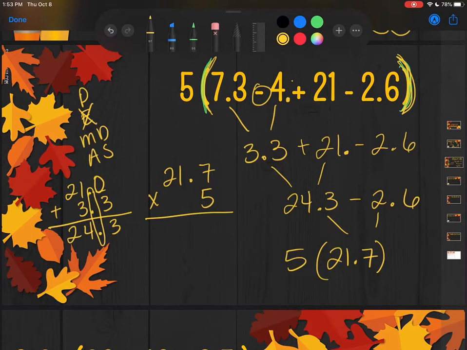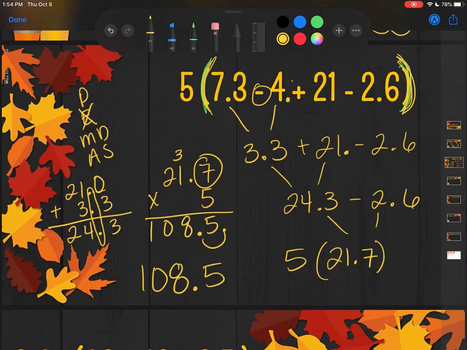Remember, when you're multiplying, you do not need to line up any decimals. In actuality, it's going to end up making your problems more difficult if you go out of your way to line up decimals and add decimals. So I'm going to do 5 times 7, which is 35. Carry the 3. 5 times 1 is 5, plus 3 is 8. 5 times 2 is 10. Then I have that one number to the right of my decimal. So I scoot my decimal over one place, and I end up with 108.5 as my final answer.